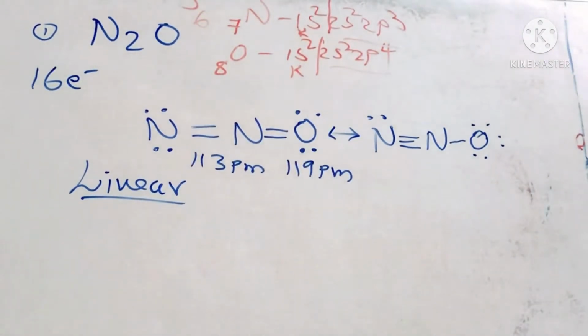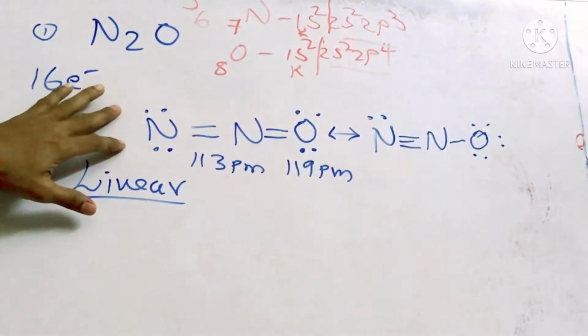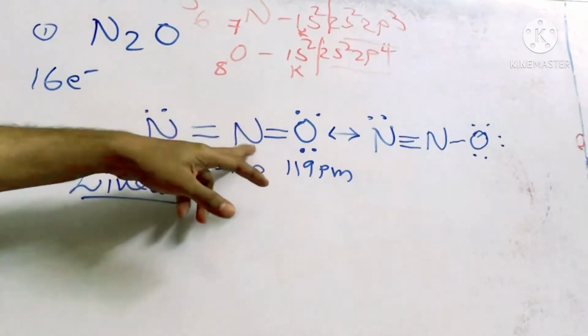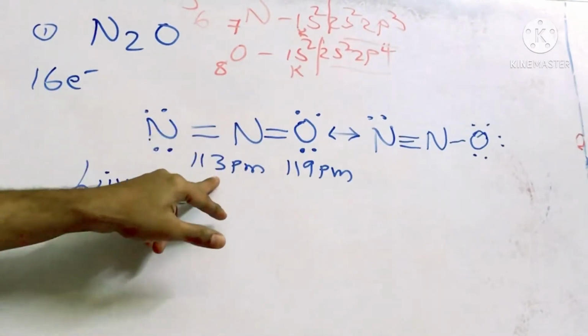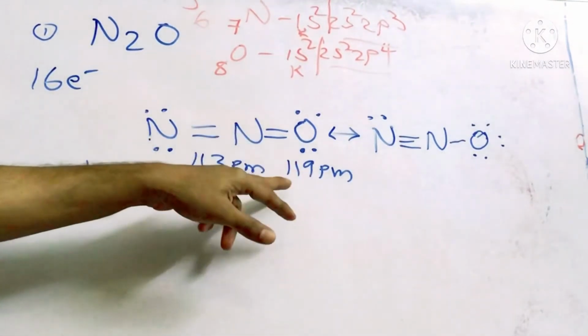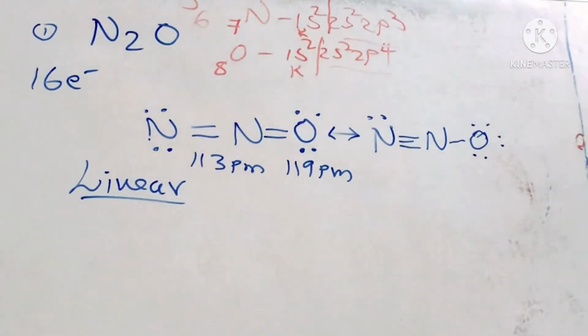So this is nitrous oxide. We generally also call it laughing gas, correct? So for nitrous oxide, the molecular structure can be written like this, and the bond parameters, if you can see, the NN bond length is around 113 picometer, the NO bond length is 119 picometer. Okay, I hope you understood. So similarly we can write all the other structures.